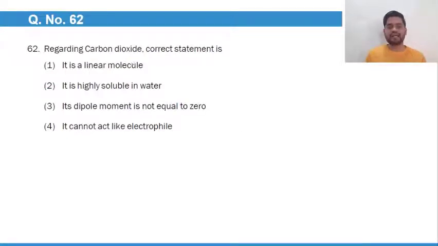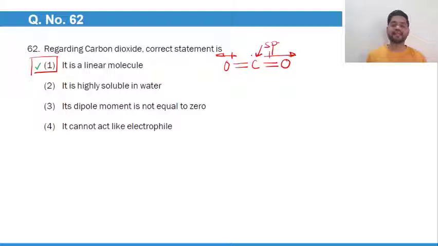62. Regarding carbon dioxide, the correct statement is, it is a linear molecule. True. The first statement itself is correct. How is it a linear molecule? You must have studied this in chemical bonding. This is the structure of carbon dioxide where the hybridization is sp. And it does not have any dipole moment. Equal and opposite dipole moments cancel out each other. So saying dipole moment is not 0 is a false statement, it is actually equal to 0. It cannot act as an electrophile? It can act as an electrophile. It is highly soluble? No, it is not highly soluble. So 62, option number 1 is the right answer.